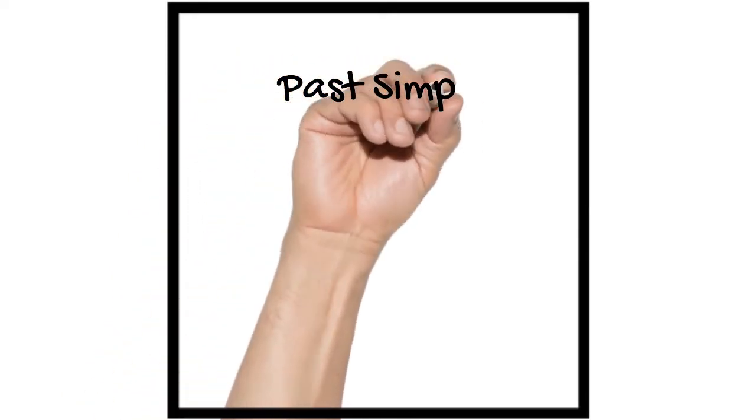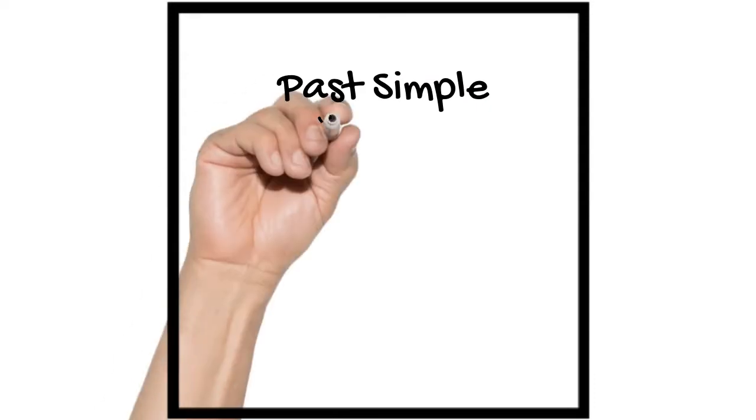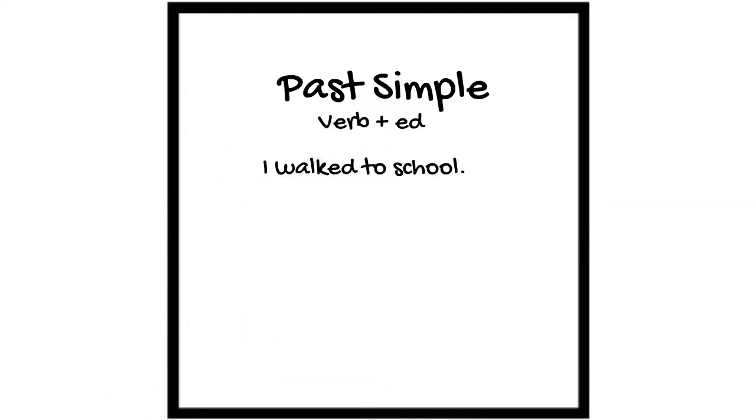Made this far in your English journey, you've definitely heard of the past simple tense. We form the past simple tense by taking the base verb and adding ed. For example, I walked to school. It shows that the action was done in the past.